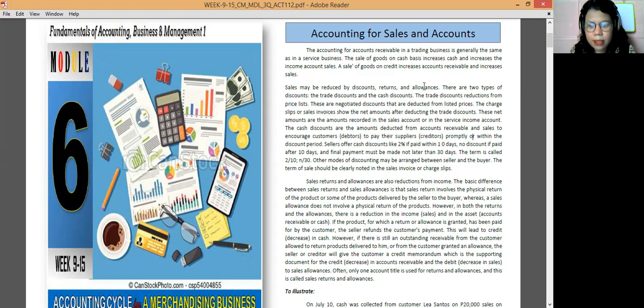So, there are two types of discounts: the trade discounts and the cash discounts. Ano nga ba yung trade discounts and cash discounts? Isi-simplify ko na lang sa inyo. Trade discounts are reductions from price list. Sa price list sila nagbe-base. For example, nag-order ka na dun sa certain store na yun. Then, dun sila magbe-base ng discount through price list. After nyo mag-order, dun kayo bibigyan ng discount. Ganun po sa price list.